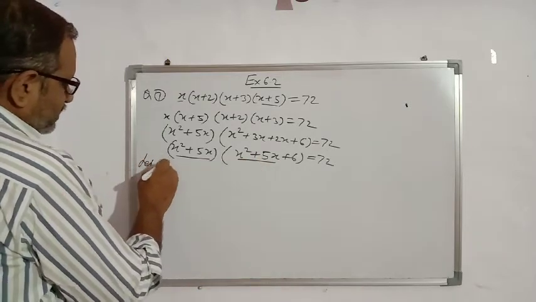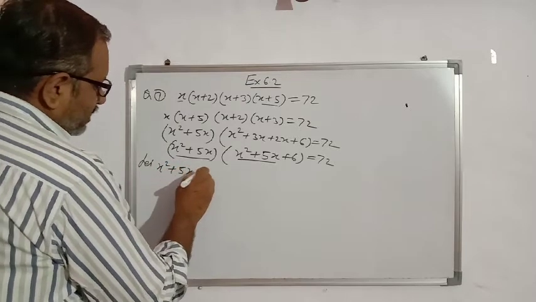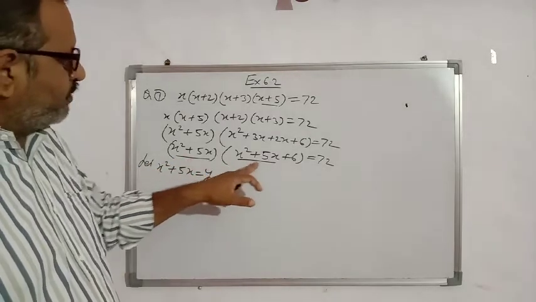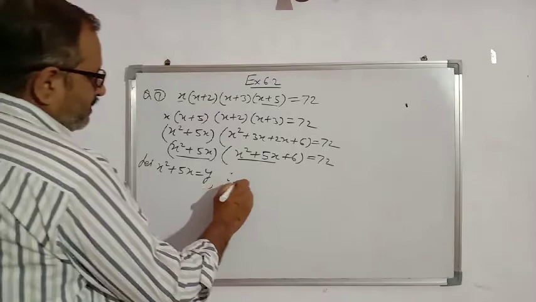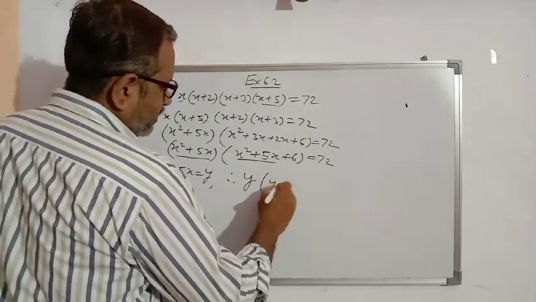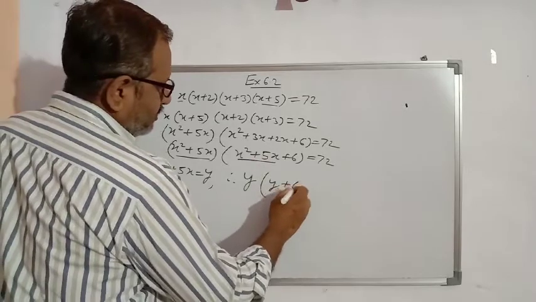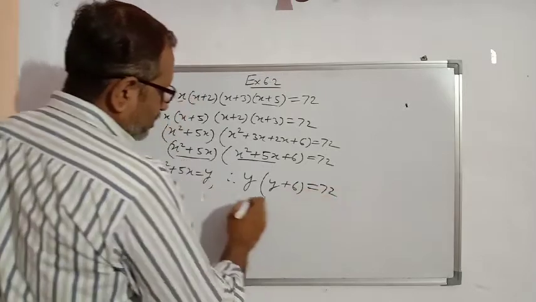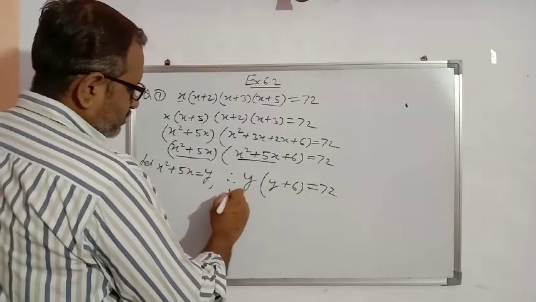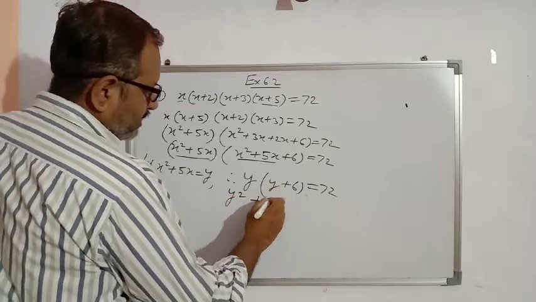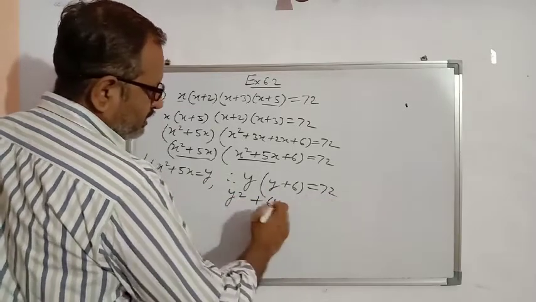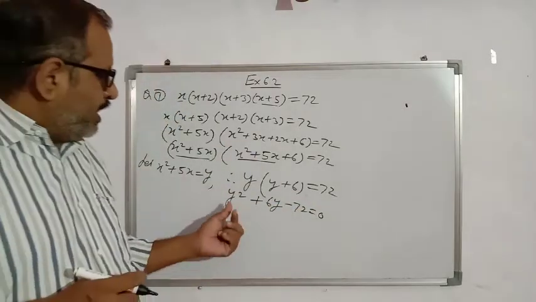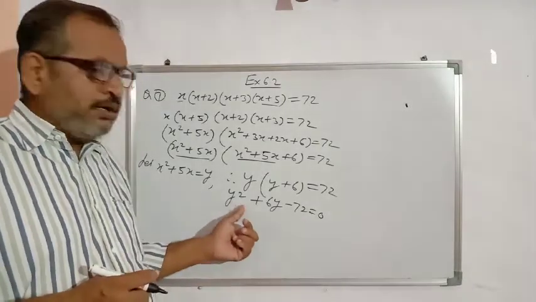So we will suppose x square plus 5x is equal to another variable y. Let x square plus 5x be y. So we put y into y plus 6 is equal to 72. Open this bracket: y square plus 6y, and transpose 72 to the left side, minus 72 is equal to 0. Now it is a quadratic equation in the variable y.